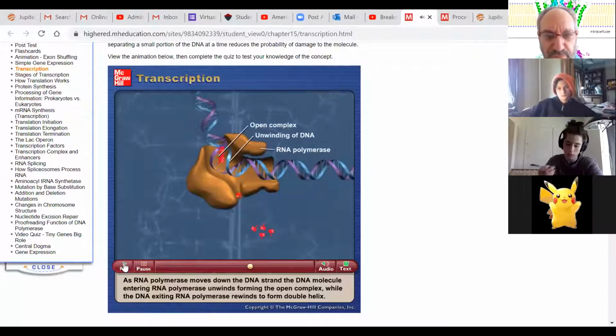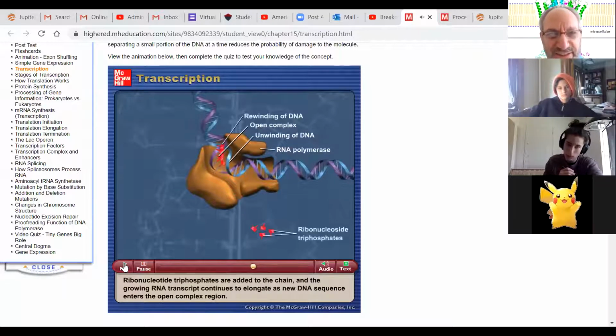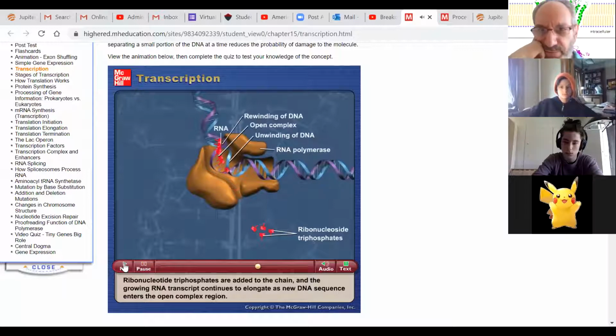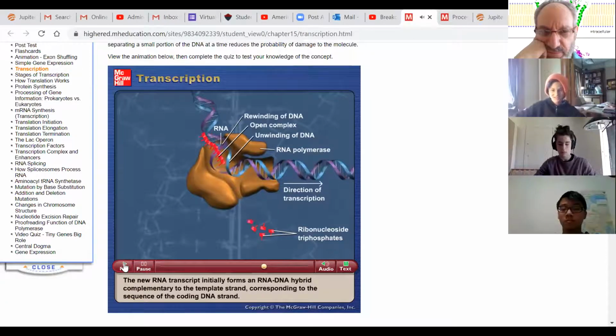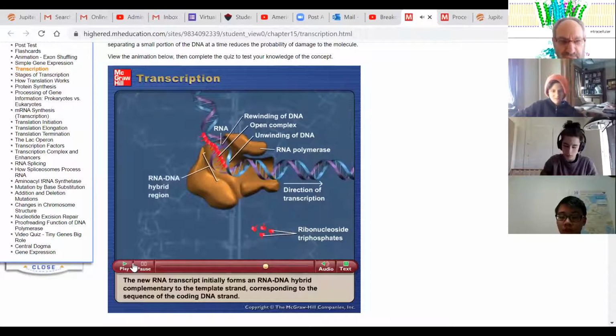RNA polymerase rewinds to form the double helix. Ribonucleotide triphosphates are added to the chain, and the growing RNA transcript continues to elongate as new DNA sequence enters the open complex region. The new RNA transcript initially forms an RNA-DNA hybrid, complementary to the template strand.